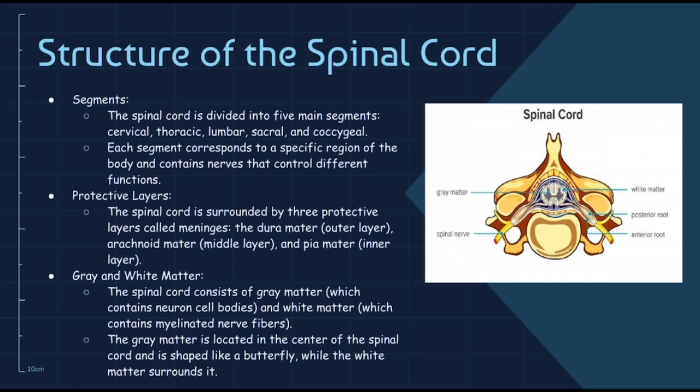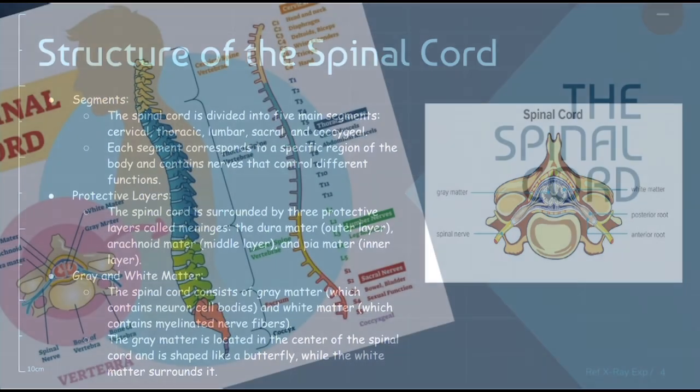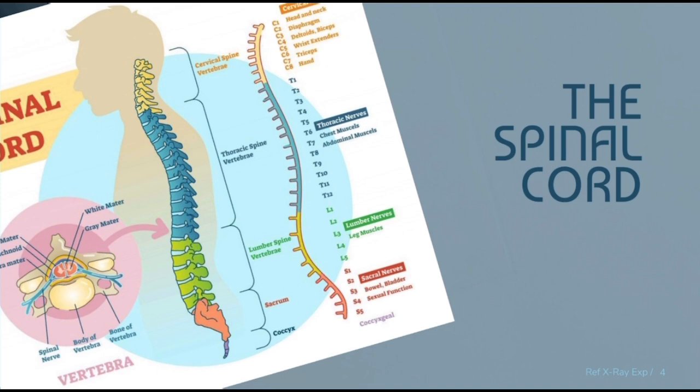Then we have our gray and white matter. The spinal cord consists of gray matter, which contains neuron cell bodies, and white matter, which contains myelinated nerve fibers. The gray matter is located in the center of the spinal cord and is shaped like a butterfly, while the white matter surrounds it. Here we have a diagram of the spinal cord.